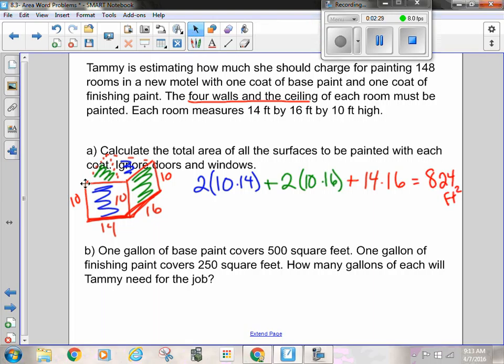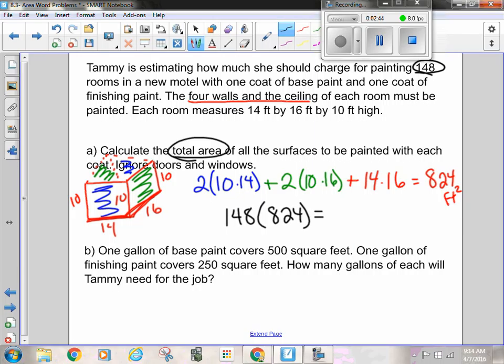So that's for 1 room, but we want to calculate the total area, so we're looking for all 148 rooms. So there's 148 rooms. They're all identical at 824 feet squared. So we're going to multiply them. If we punch that out into our calculator, we get 121,952. Oops, don't forget my 2. 121,952 feet squared. So that's the total square footage in this hotel or motel.